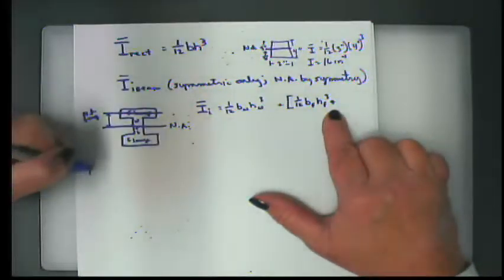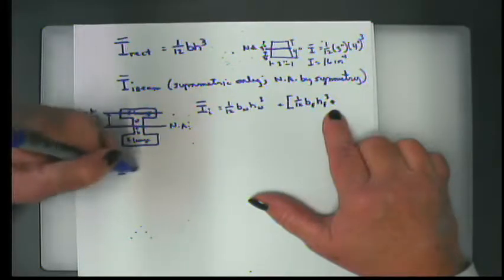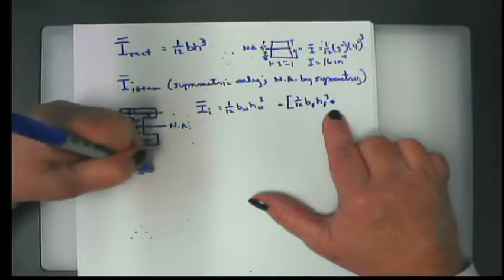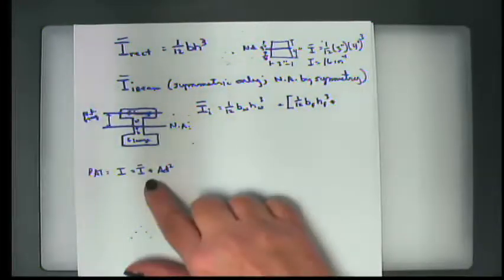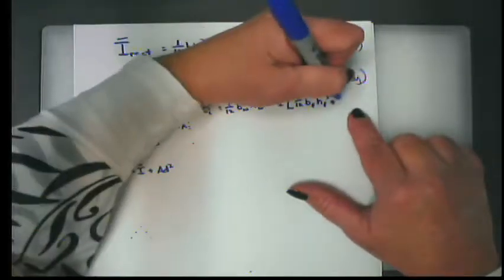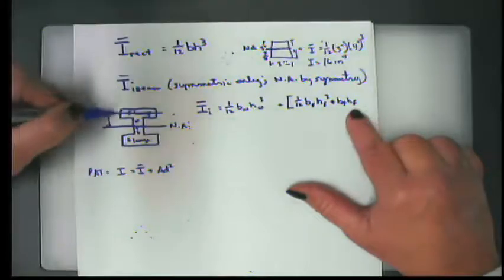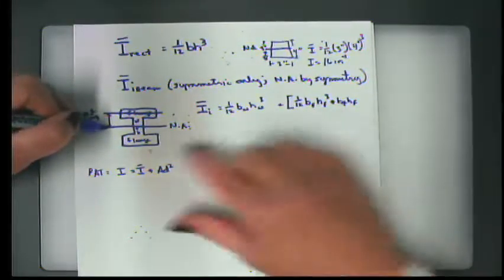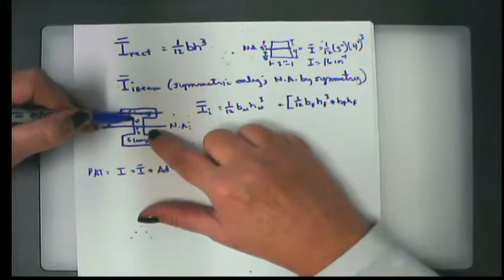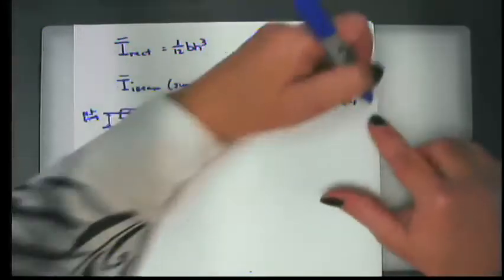The parallel axis theorem says that to move I to a new axis, it's equal to I prime plus A D squared. Okay? Once again from statics. So the area of the flange is the base of the flange times the height of the flange, and the distance from here to here is going to be half of the height of the web plus half of the height of the flange, right?